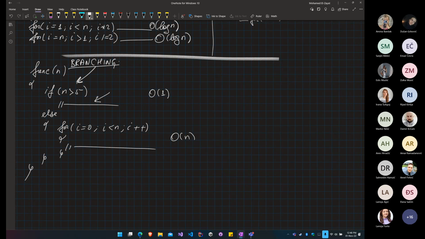Branching with if else statements. And let me just take this out so it doesn't denote anything. There's also one more thing which I wanted to mention, which is the analysis of while loops.